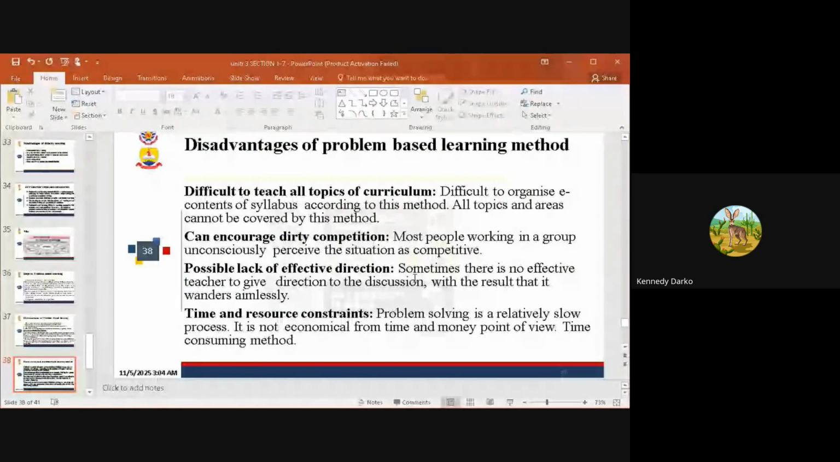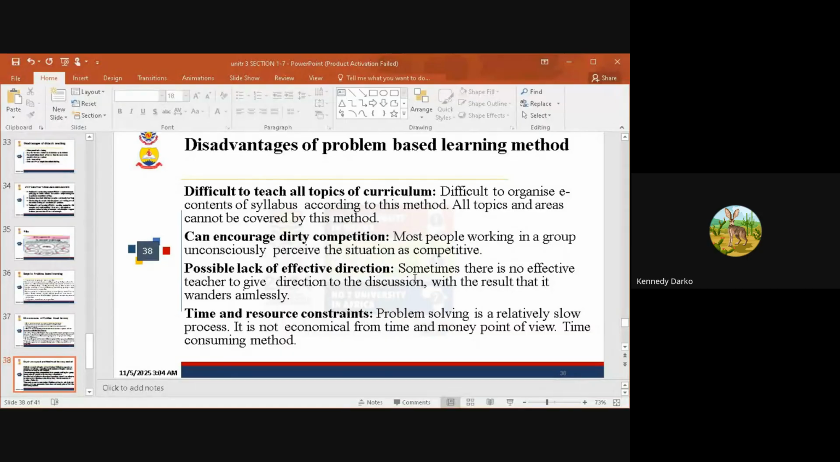All right, so disadvantages of problem-based learning. Difficult to teach all topics of the curriculum. The problem-based learning cannot be used in facilitating all the topics in the curriculum. Difficult to organize content of syllabus according to this method. So all topics and areas cannot be covered by this method. The topics in the curriculum and everything in it, we can't use problem-based learning to handle it.